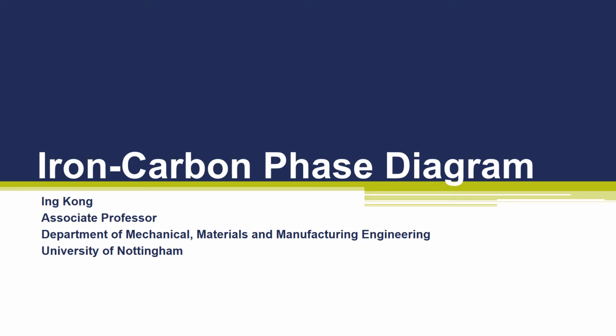Hi everyone. Today we are going to discuss one of the most important phase diagrams, which is known as the iron-carbon phase diagram. It is important because the backbone of industrial relation lies on the iron and carbon phases. And this iron-carbon phase diagram will basically give you an insight into steel and cast iron.